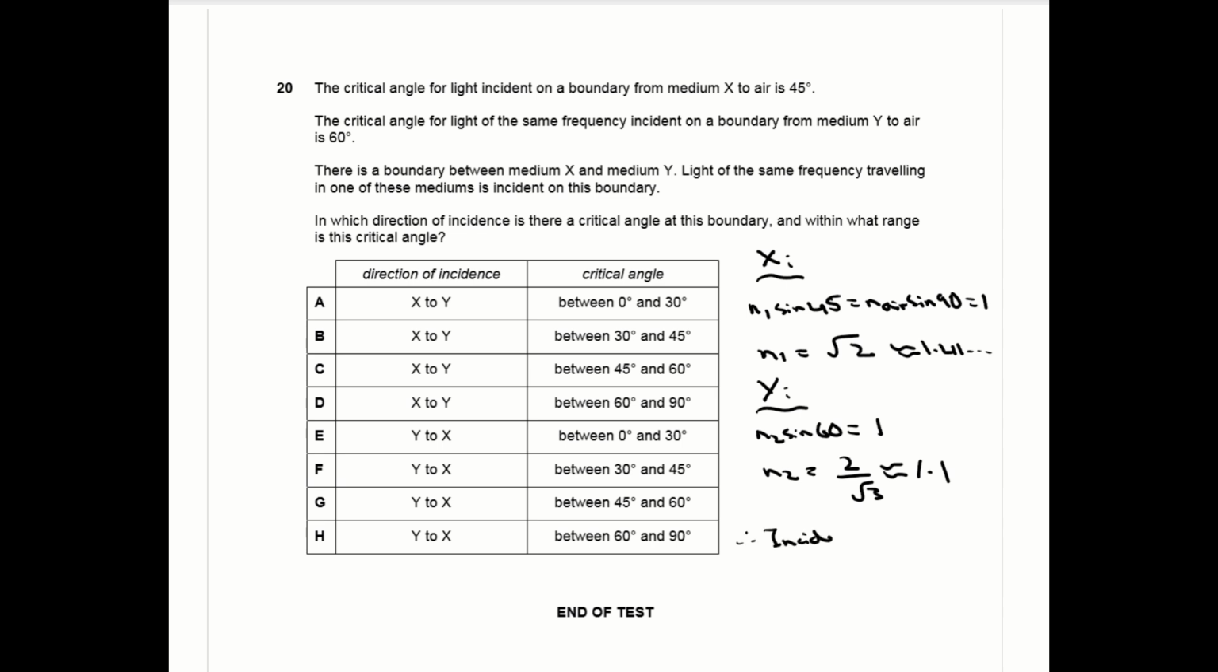Now you can then use the same equation n1 sine theta 1 equals n2 sine theta 2 to work out that the angle for total internal reflection, sine of that angle is 2 over root 6. Now 2 over root 6 is greater than root 2 over 2, but it's less than root 3 over 2. So it's greater than sine of 45, but less than sine of 60. So the critical angle must be between 45 and 60, giving your answer as C.